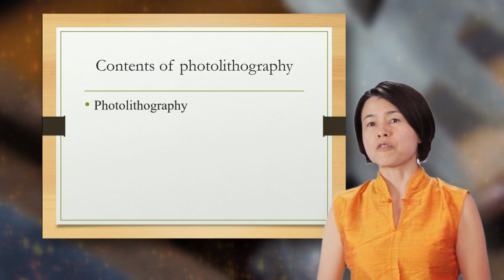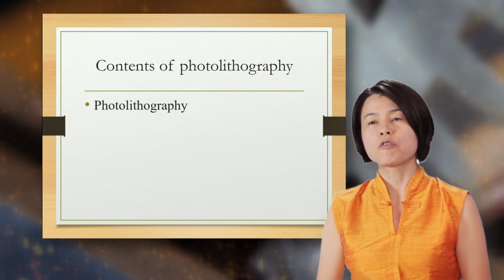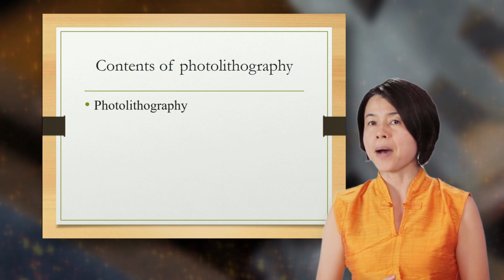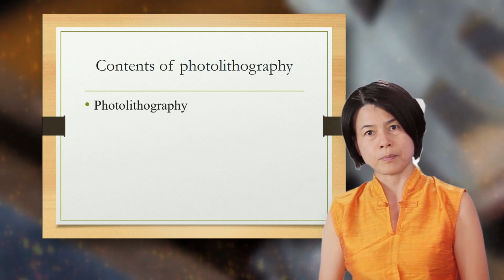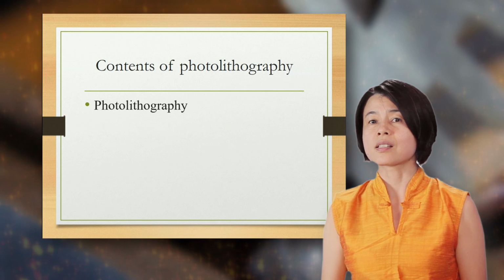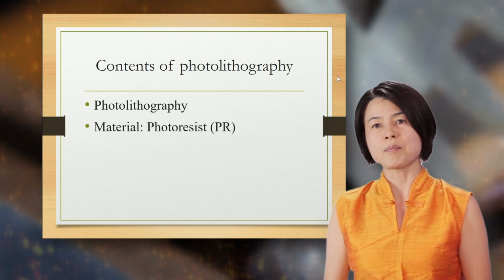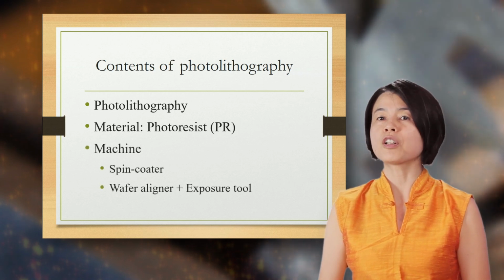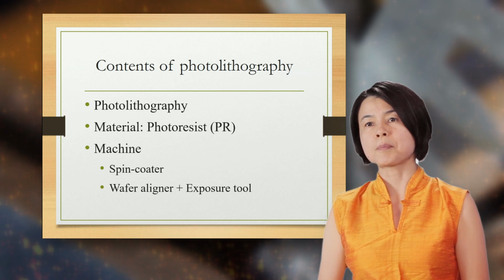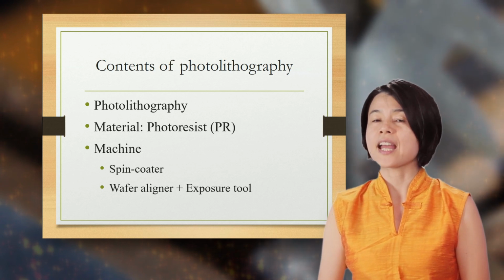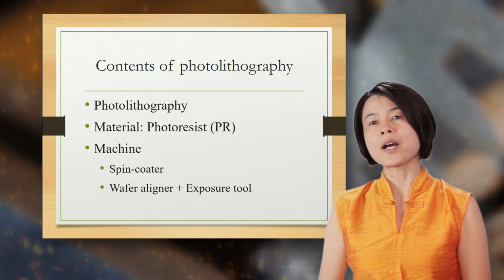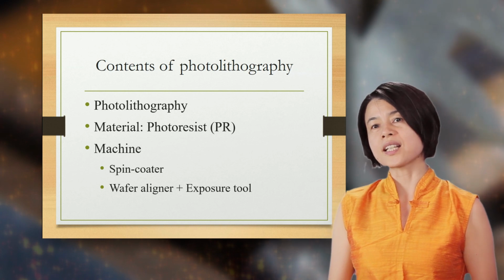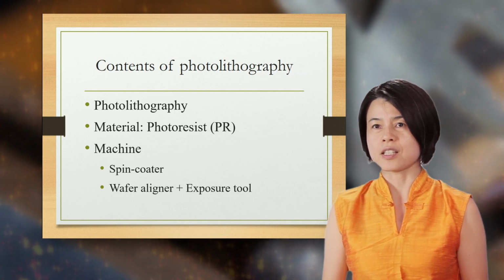Last video, we introduced the first concept of microfabrication, photolithography. This technology transfers a micro pattern from a mask into a layer of photoresist. And what is a photoresist? It's a light-sensitive material. Finally, what are the machines for photolithography? It includes spin coater, wafer aligner, and exposure tool. I hope my rather rapid explanation was clear to you. Now, we'll move on to the second topic of microfabrication, deposition.